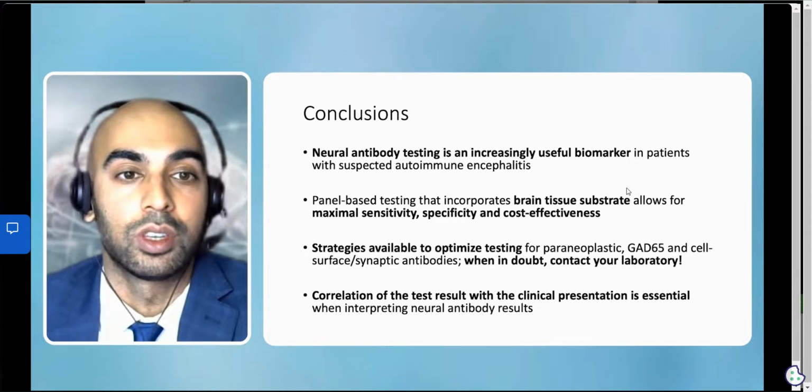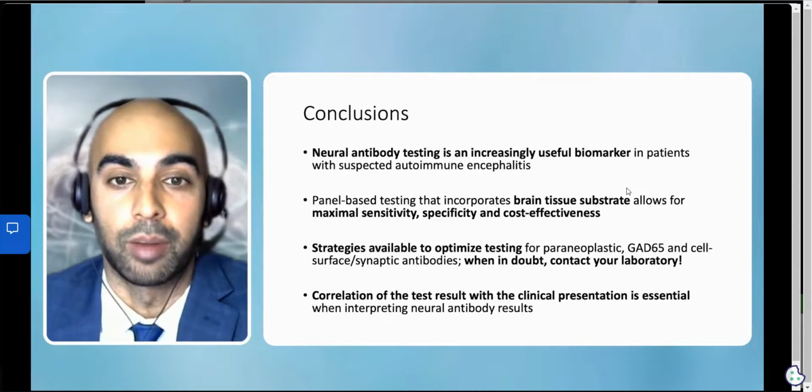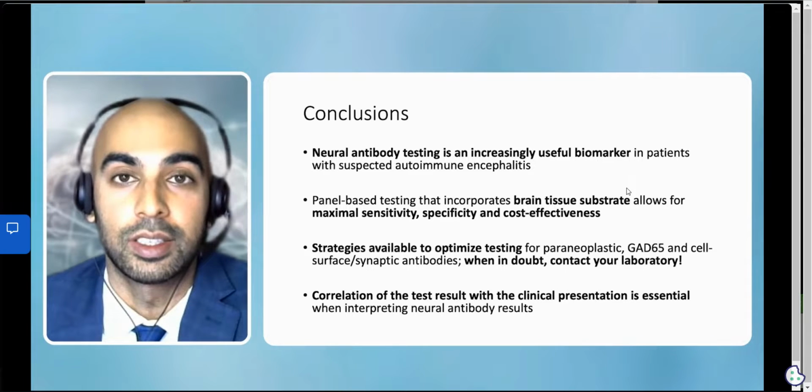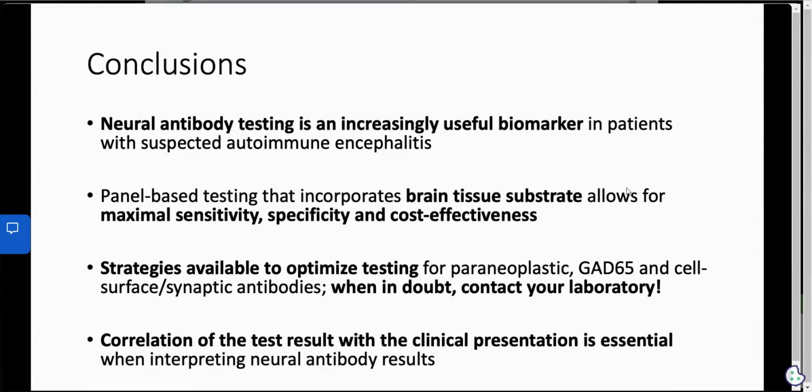So as a few conclusions, neural antibody testing is an increasingly useful biomarker in patients with suspected autoimmune encephalitis. Panel-based testing that incorporates a brain tissue substrate allows for maximal sensitivity, specificity, and cost-effectiveness. Strategies are available to optimize testing for paraneoplastic GAD65 and cell surface antibodies. And if you're not sure whether these testing strategies are in place at your laboratory when you receive a test result, particularly in a patient with an atypical phenotype, I recommend that you contact your testing laboratory, because open communication between the ordering physician and the laboratorian can be extremely helpful in those cases.